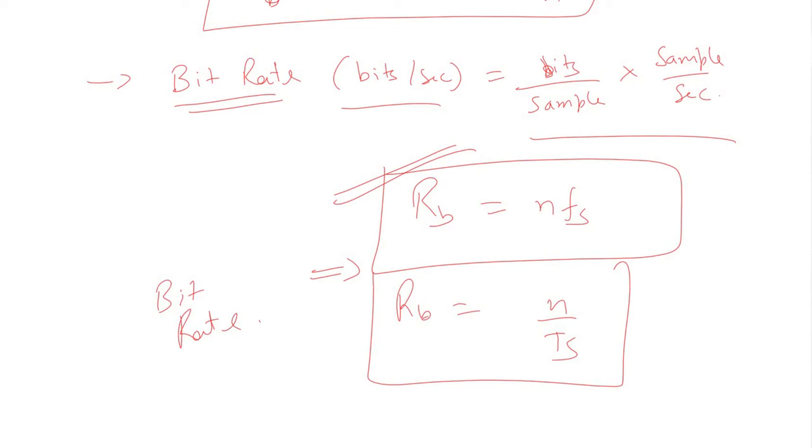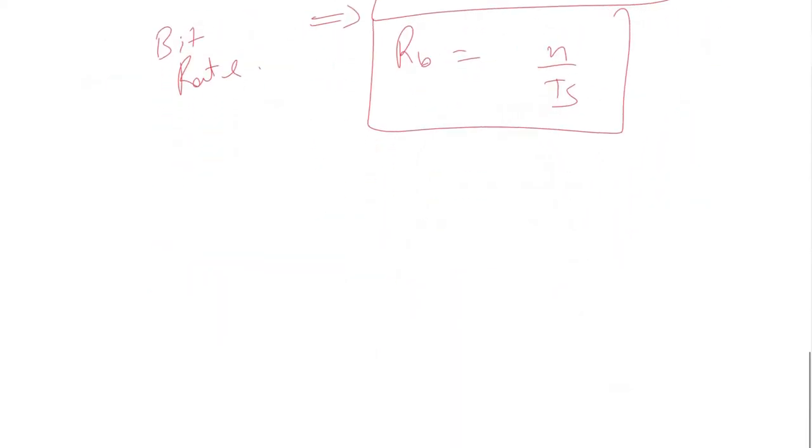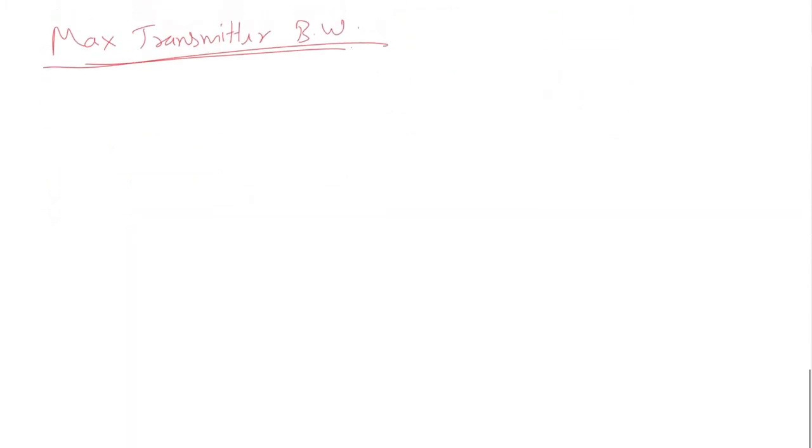Now if we talk about the transmission bandwidth of the channel, the maximum transmitter bandwidth, let's take a few examples. The first example is 1 bit is transmitted at a time. So bandwidth would be equal to 1 upon T_B.